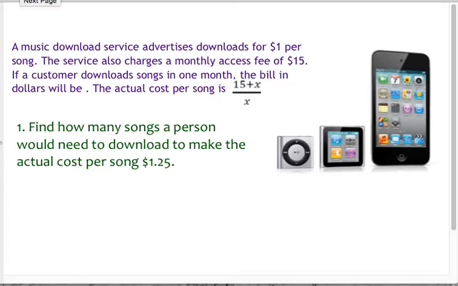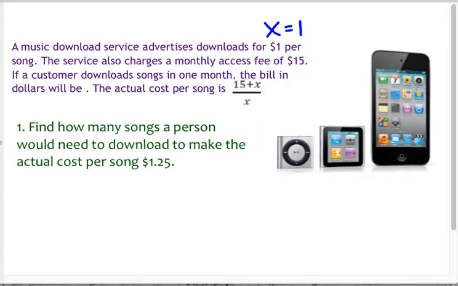Here's a little real-world problem. A music download service advertises downloads for $1 per song. The service also charges a monthly access fee of $15. If a customer downloads x songs in 1 month, the bill in dollars will be... well, the cost per song is $1, but you have this $15 to begin with. So 15 plus however many songs you download.